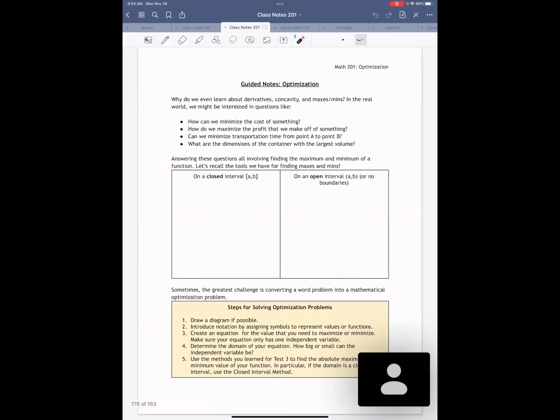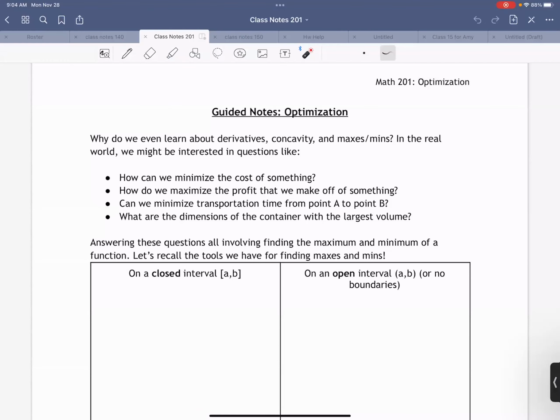Okay, so we're going to do a little bit of review on some of the things that are necessary for these types of word questions. Then we'll talk about exactly how to do these.